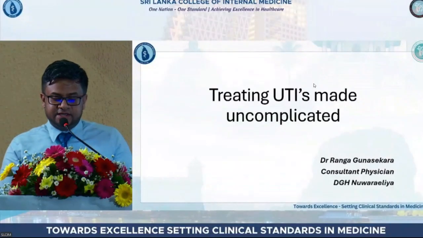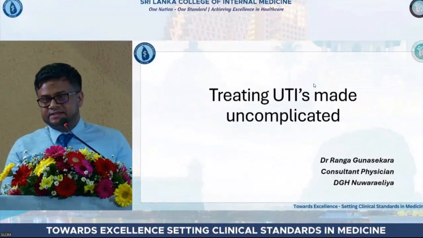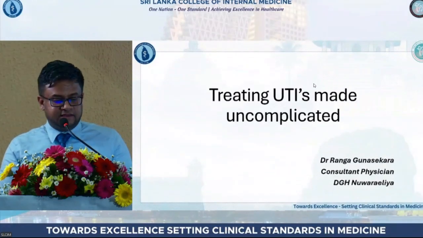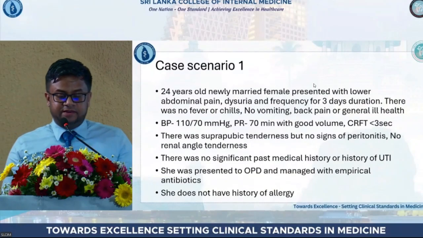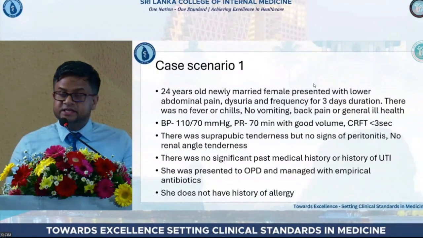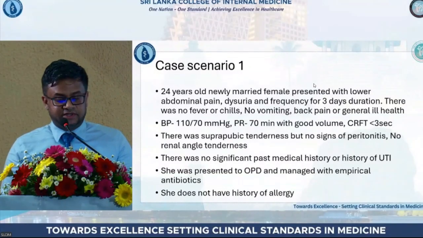So, treating UTIs made uncomplicated. This is a case-based discussion, and the first case is a 24-year-old newly married female who presented with low abdominal pain, dysuria, and frequency for 3 days duration. There was no fever or chills, no vomiting, back pain or general ill health.